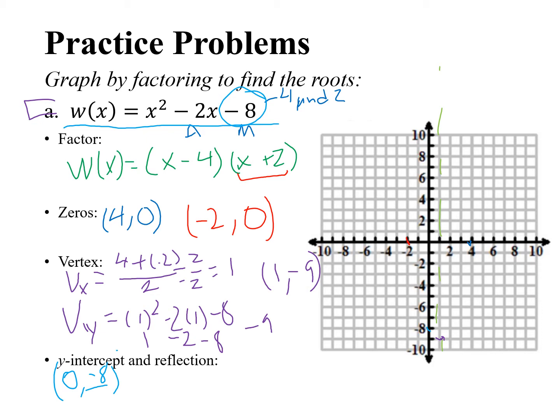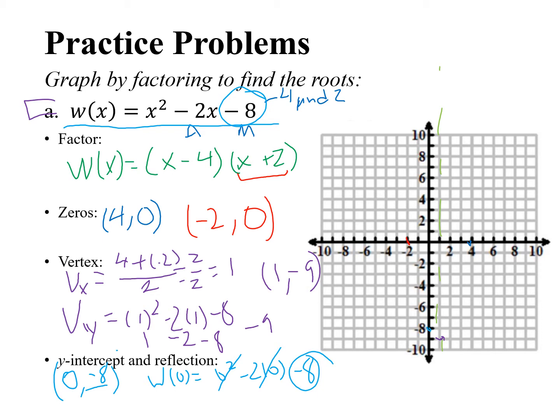The other way that I can do it is I know that I want to find the y value when x is 0. So I can plug 0 in for x. When x is 0, I get 0 squared minus 2 times 0 minus 8. Well, that goes away, and I'm left with that -8. So I have 4 points.